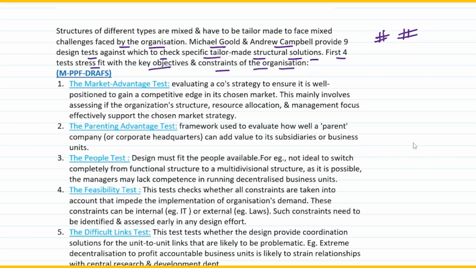How do I remember this? There are 9, so it's likely that we may forget. How I remember is that I am having a PPF account. So PPF, and for that I prepared a draft. Now instead of T I have S, so it is not draft, it is drafts, right? So how I remember is my PPF is prepared through a draft. So MPPF drafts. If you have a better way of remembering, please go ahead. But please remember, this MPPF are the first 4 ones. You can remember these in any order, but these first 4 are the ones which will talk about the key objectives and the constraints, right?